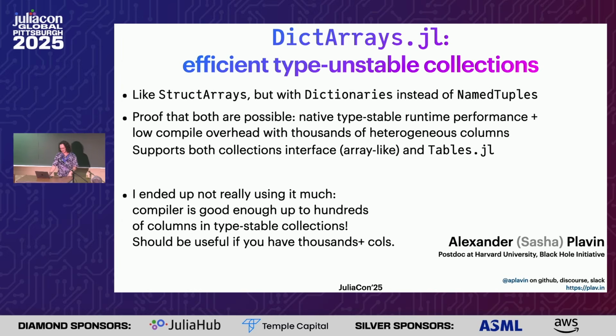I thought I would be using it more, but when looking at my personal use cases, I found that I never really go above 100 or 200 columns, and this already happens very readily. Especially in recent Julia versions, I noticed that the compiler is good enough up to several hundreds of columns with StructArrays or just named tuples. So I now treat this as an experiment. It works. I just don't personally have a use case for it, but it should still be useful if you like the collection interface and want to work with tables with thousands of columns. Let me know if you're interested in that. That's it from my side.